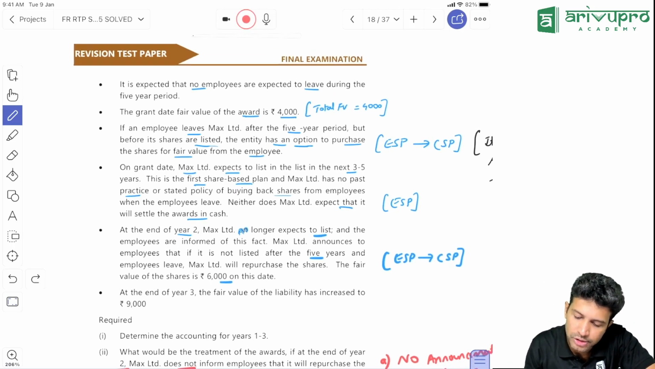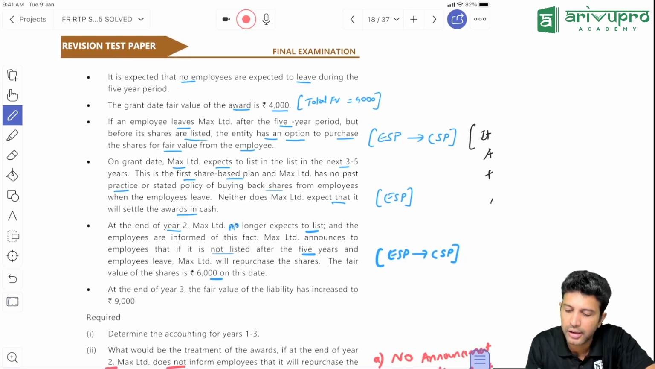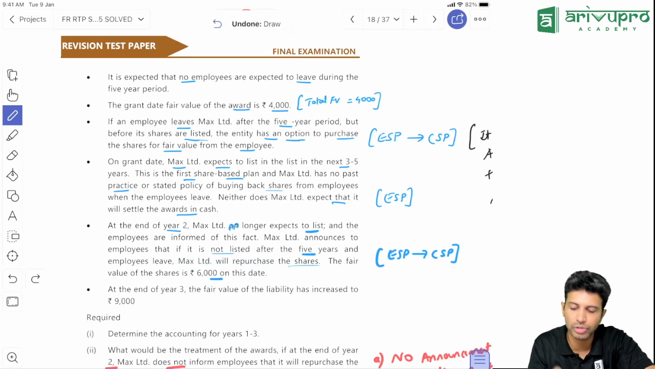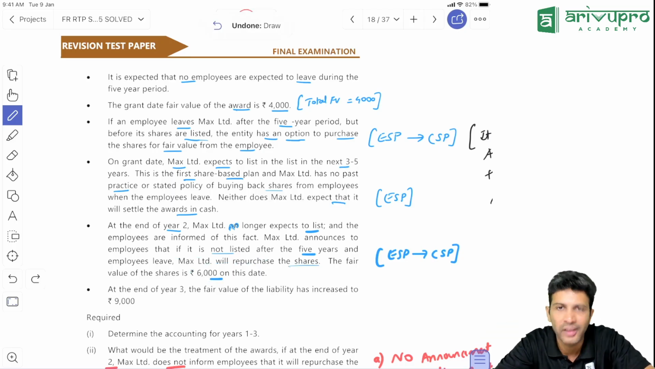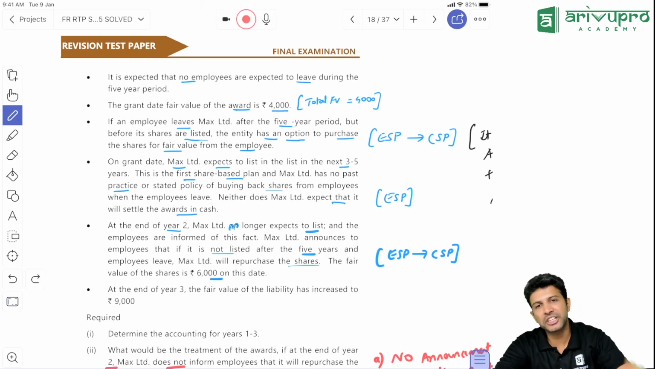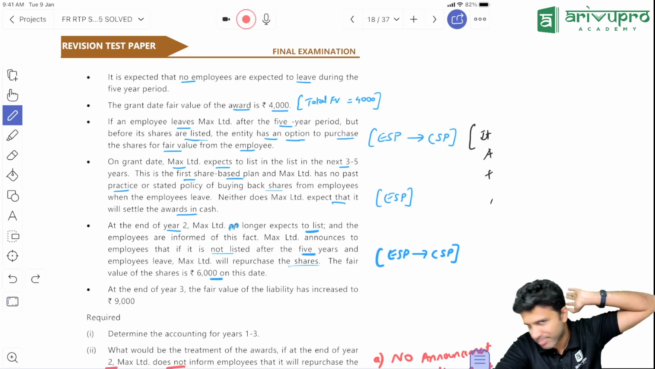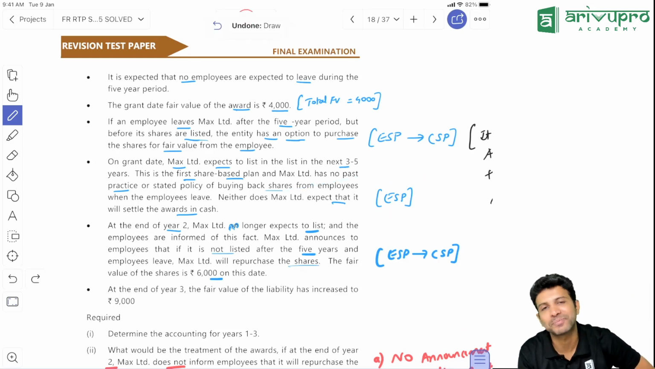Max Limited announces to employees that if it is not listed after 5 years and employees leave, Max will repurchase the share, and the fair value of the share is 6,000 on this particular date. Now, initially and in first year, company is saying we have no intention to buy back the shares. So it was a pure equity settled plan.